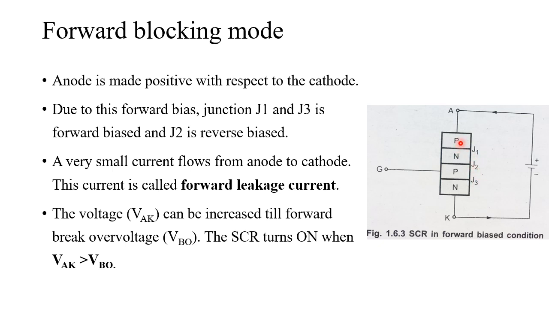Only at this PN junction will the depletion region be formed. And a very small amount of current flows from anode to cathode, and that current is called forward leakage current. The voltage VAK can be increased till the forward breakover voltage, and above the breakover voltage the SCR turns on. So the SCR comes to on state when VAK is greater than VBO.